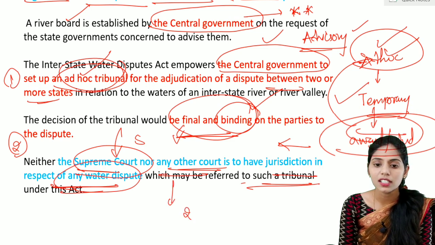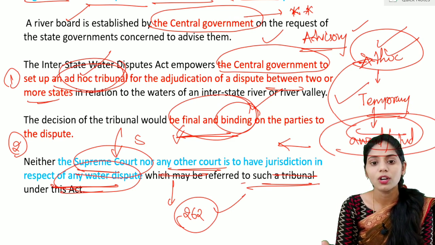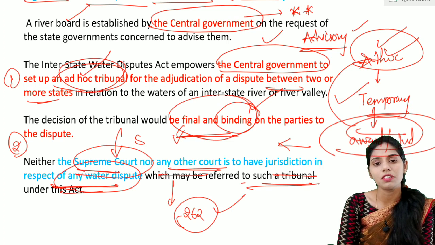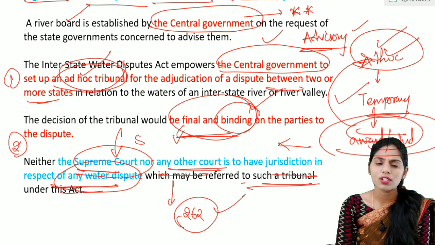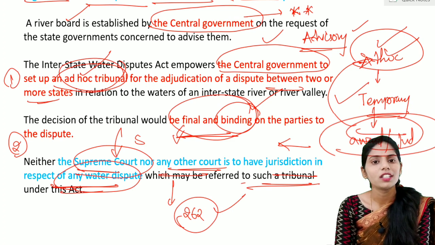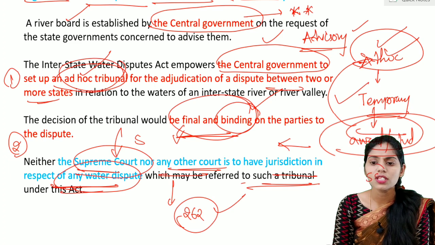So under Article 262 of the Indian Constitution, the Supreme Court does not have the power to exercise jurisdiction regarding river water disputes. But if you read the newspaper, you will frequently come across the Kaveri river dispute, the Krishna river dispute, or the Godavari river dispute, where the Supreme Court gives some directions.